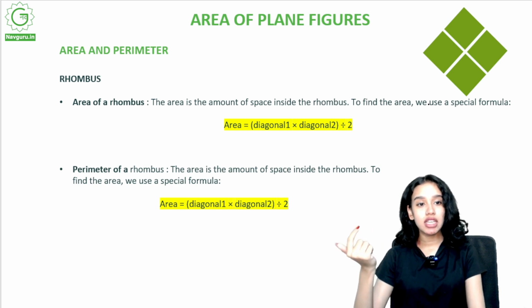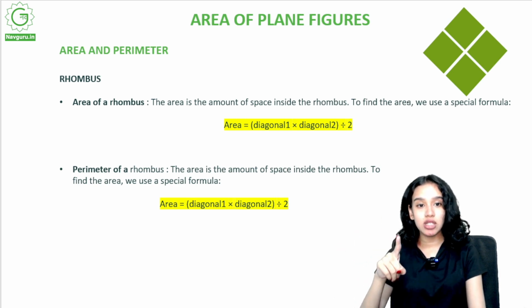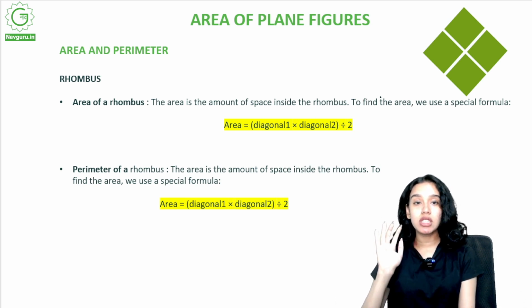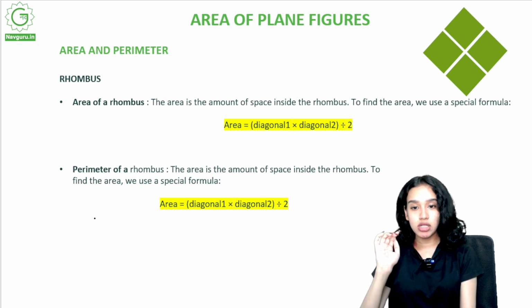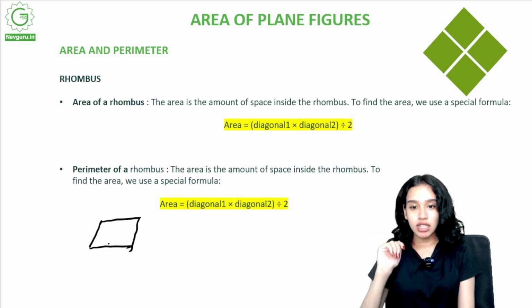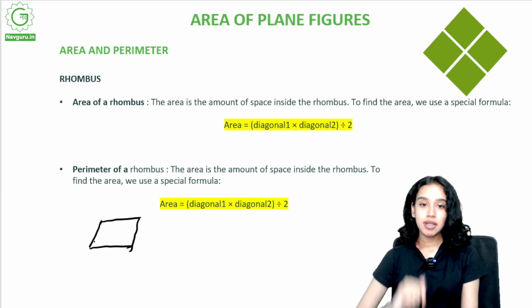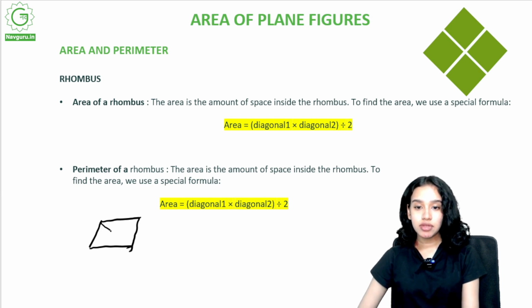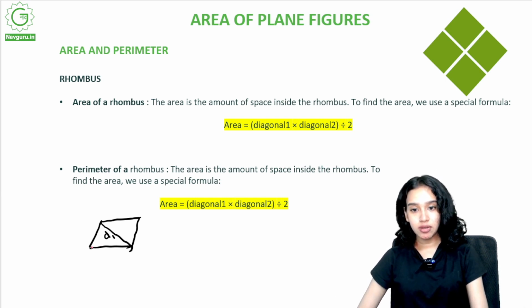Now to find the area, we use a special formula, that is area is equal to diagonal 1 into diagonal 2 divided by 2. Now let's see what the diagonals of a rhombus are. Let's take a rhombus here. We could draw a rhombus like this, right? Consider the 4 sides are equal, but the angles are different, right? Now, this would be the first diagonal, right? Now, if I take another line from here to here, this would be the second diagonal, right?